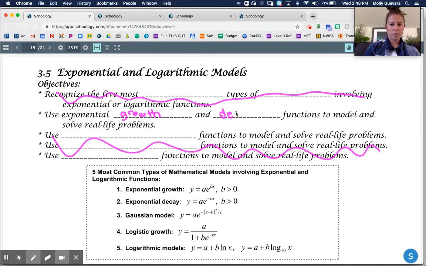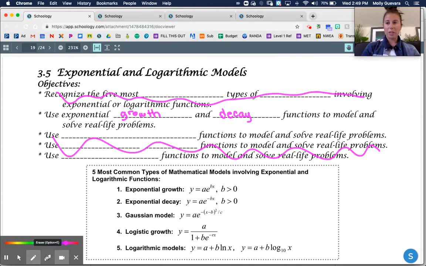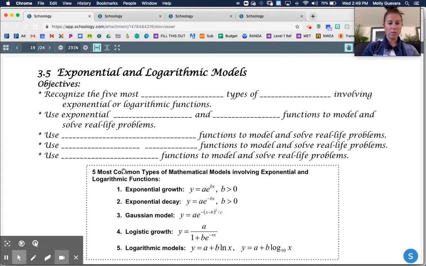And exponential decay to model and solve real life problems. So growth and decay, we hit it hard in Algebra 2. You also learned it in Algebra 1. So this should look fairly familiar, but we're going to review it first and then do some problems, and it shouldn't take very long, I don't think.